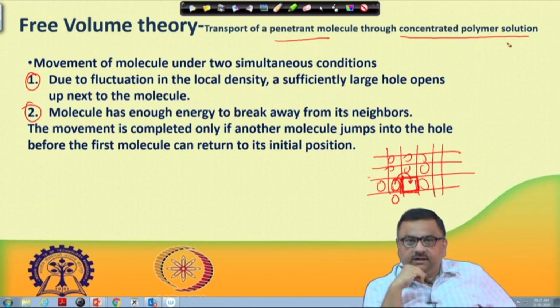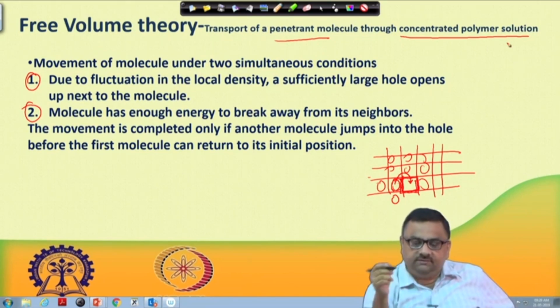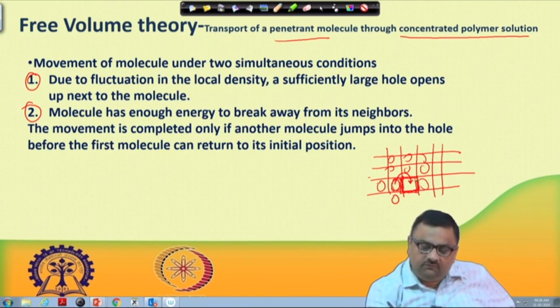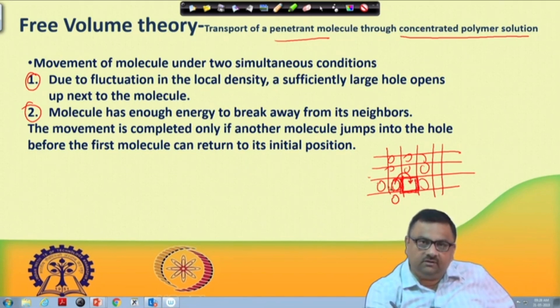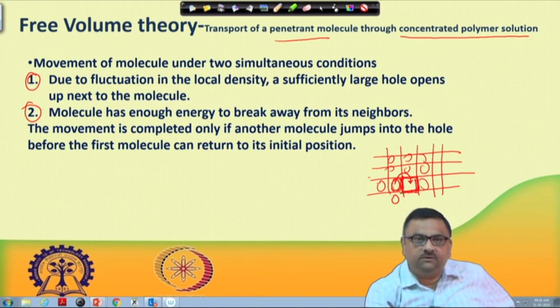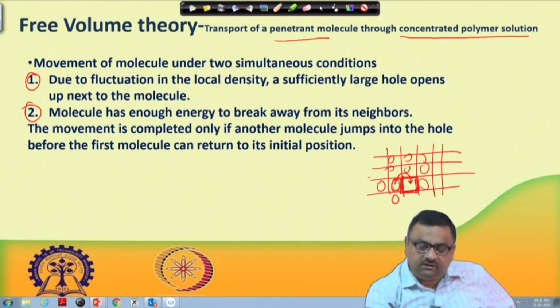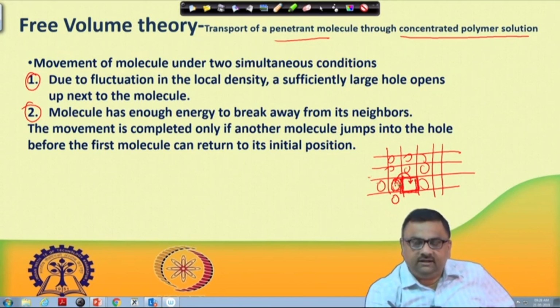The movement is completed only if another molecule jumps into the hole before the first molecule can return to its initial position. That means this molecule will move to this open hole. But since this molecule has enough energy, there is a possibility it can go back to its original position, because the moment the molecule is here, this is again another open hole to this molecule. But if it is not going back, and instead some other molecule occupies that position, then we consider that truly this molecule has moved to this position and this molecule is now locked.